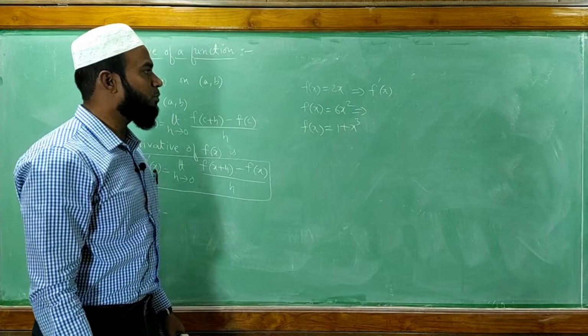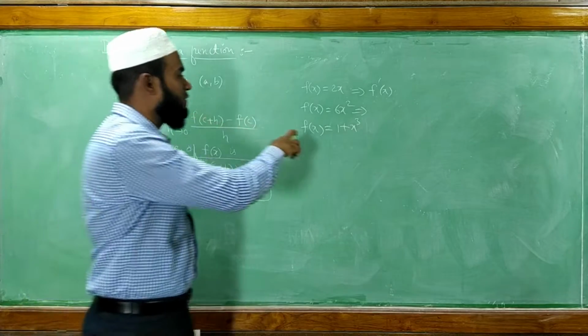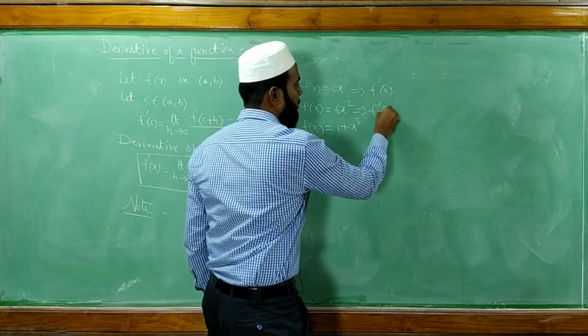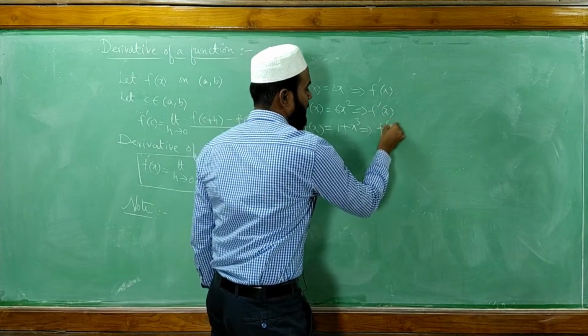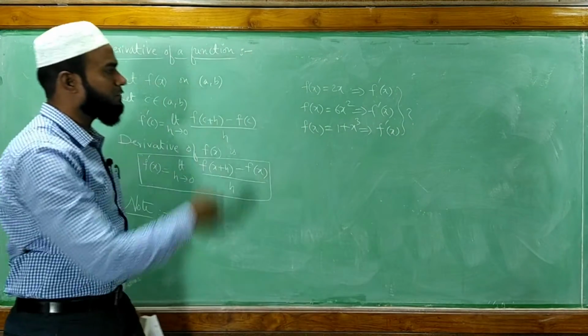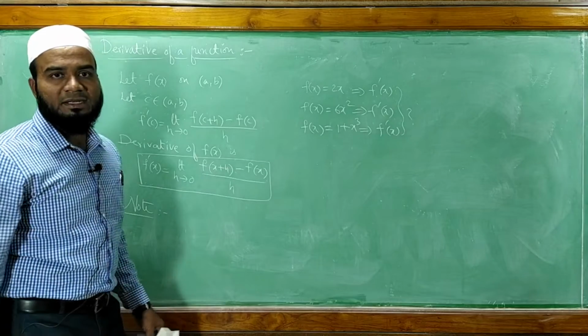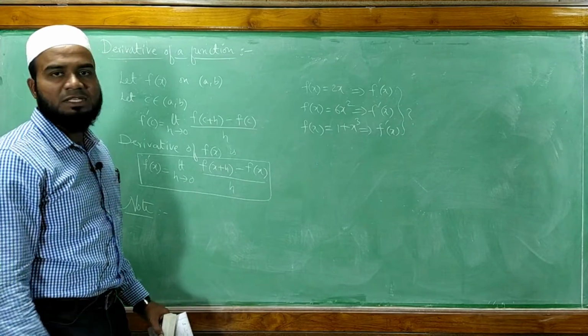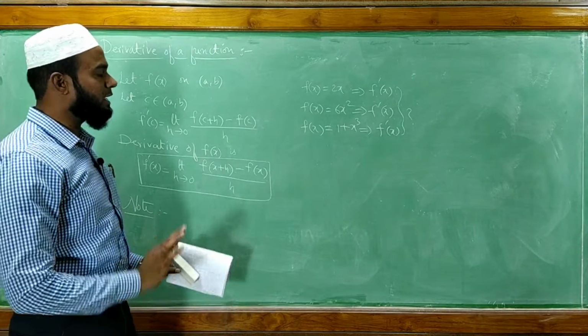I am not specifying the point. Directly I am writing f dash of x. Similarly, what is f dash of x? What are the values of this f dash of x for all these functions? Now how to find that? Right now we have not established any formula. We cannot use the formula here.